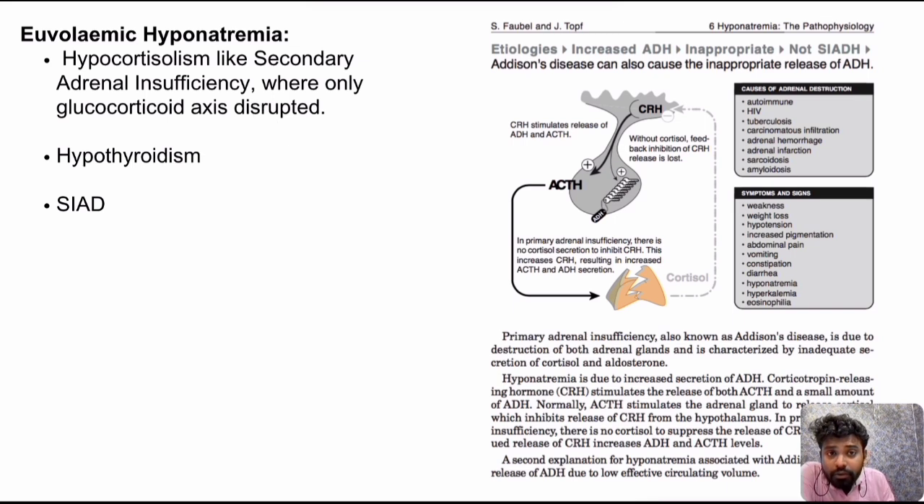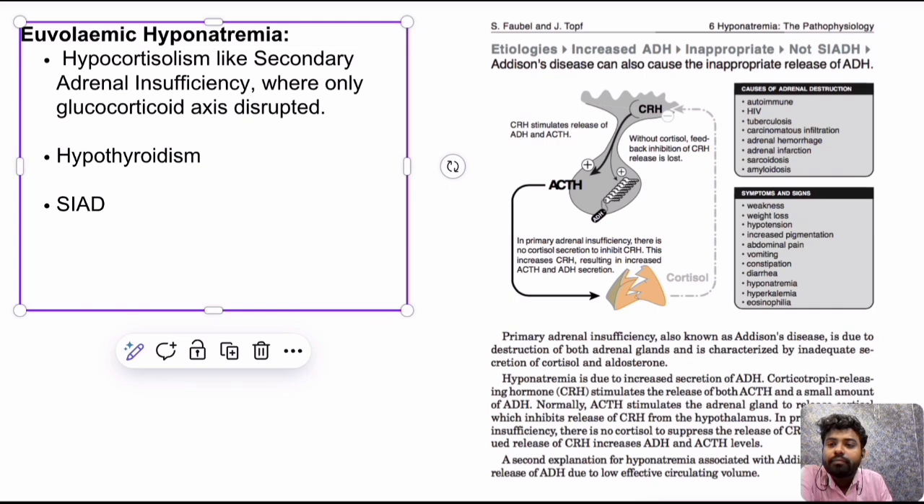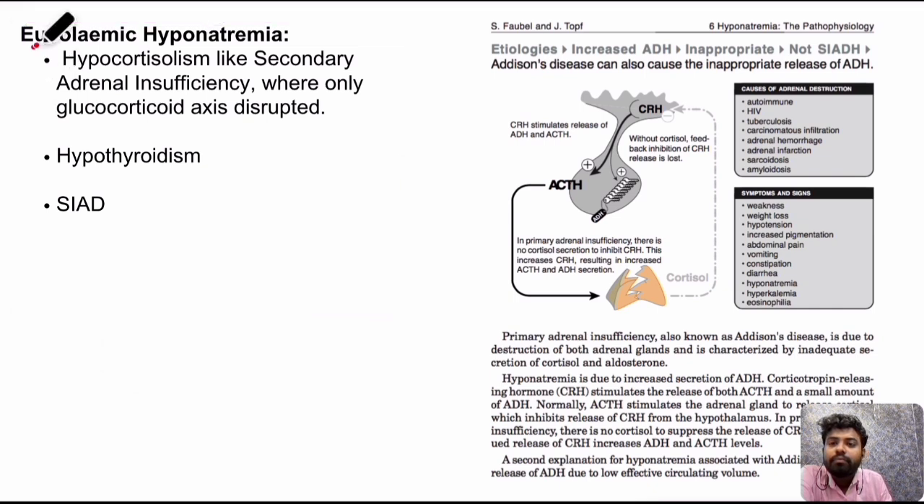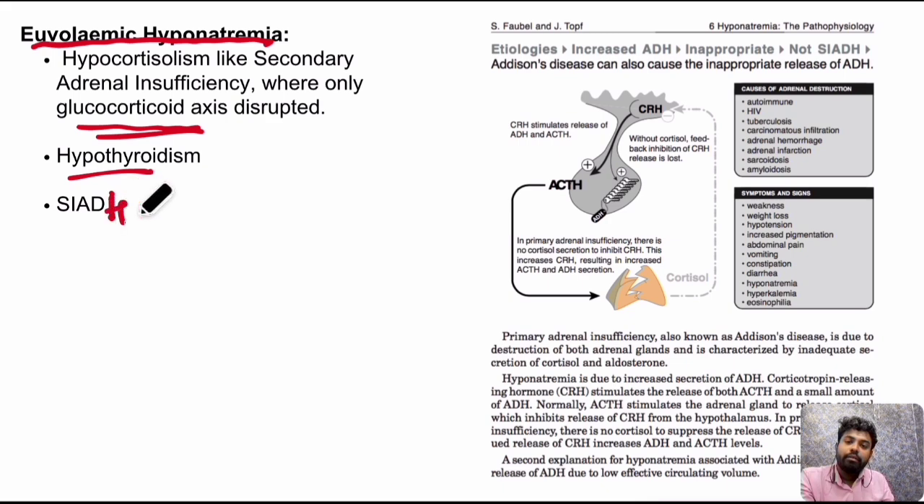Okay, so now coming to euvolemic hyponatremia. This is euvolemic hyponatremia. One of the causes that I told you about is hypocortisolism, glucocorticoid deficiency, like secondary adrenal insufficiency, where the glucocorticoid axis is disrupted, and hypothyroidism, and another is SIADH.